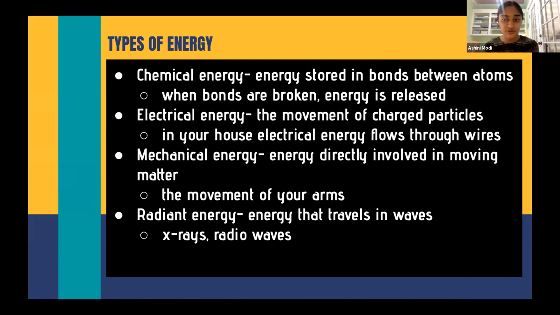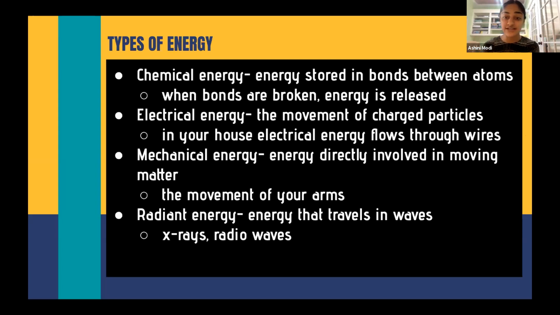You can have electrical energy, which is the movement of charged particles. In your house, electrical energy is flowing through the wires. So if you turn on the light, that's electrical energy. Mechanical energy is energy directly involved in moving matter. So if you move your arms, if you're pushing something, that's mechanical energy.